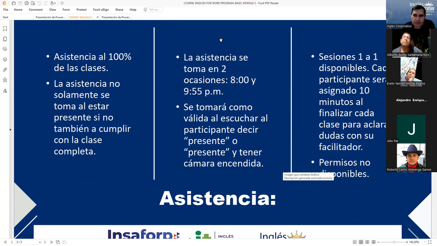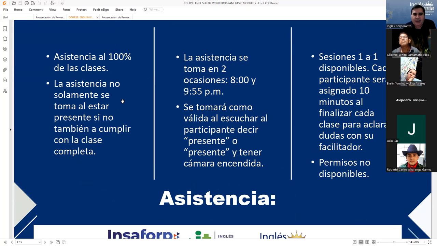Ok. La asistencia se nos pide el 100%. No faltemos innecesariamente, porque de repente sale algo necesario y nos toca faltar, y nos pasamos de la cantidad permitida. Entonces, no faltemos innecesariamente. Si estamos cansaditos, estemos ahí, tal vez wishy-washy, pero estamos presentes.